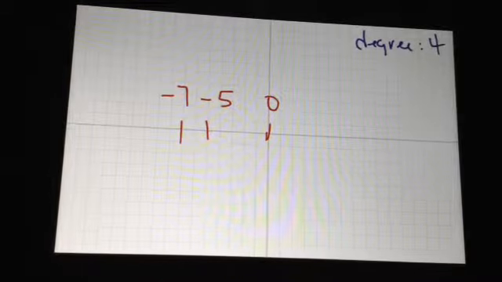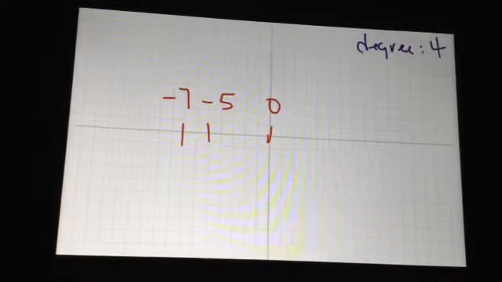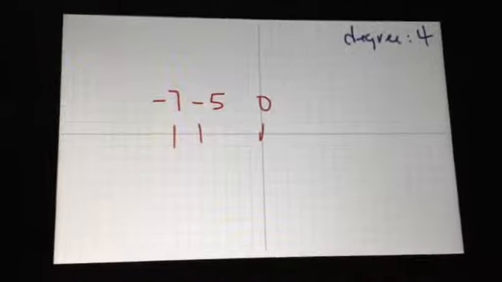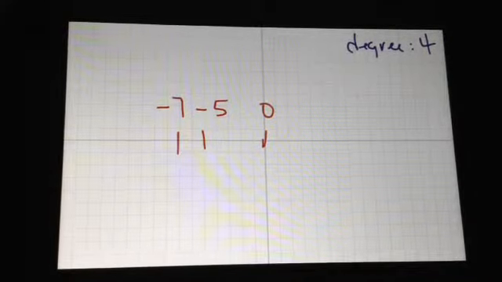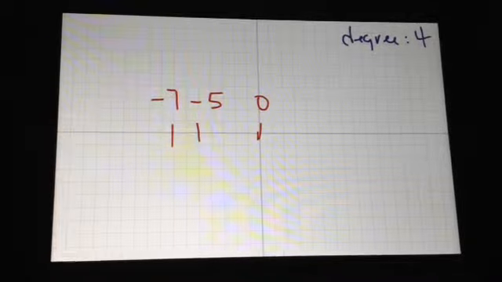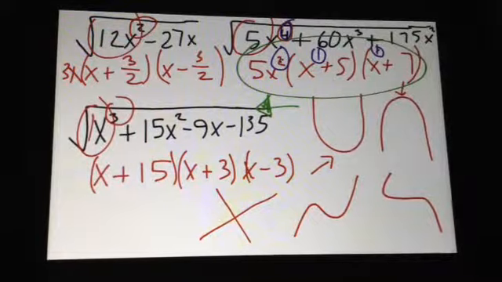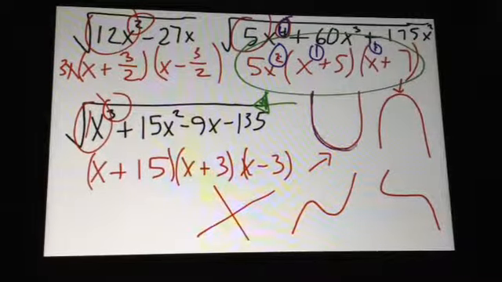So the degree is 4, which means it's even, which means at the ends of the graph, the arrows are going to be pointed the same way. Now we have to look at the A value to figure out if it opens up or opens down. Well, the A value is positive 5, so it's positive, so it opens up.